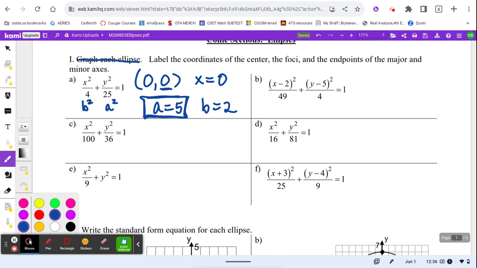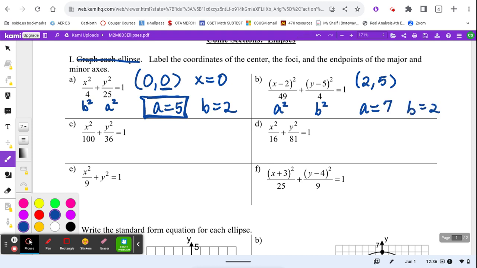Next, we're going to write down the coordinates of the center when there is movement. Notice it's x minus 2, so it turns out as a positive 2 center. y minus 5 turns out as a positive 5. This time my a is going to be the 49, the larger of the two, and it's under the x this time. My b is 4. So if a squared is 49, my a is 7. If b squared is 4, my b is 2.